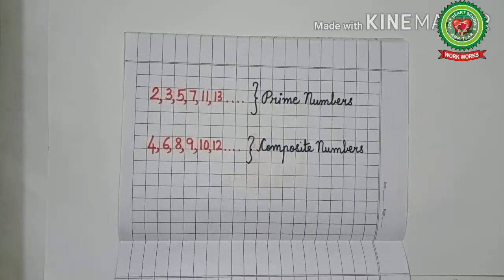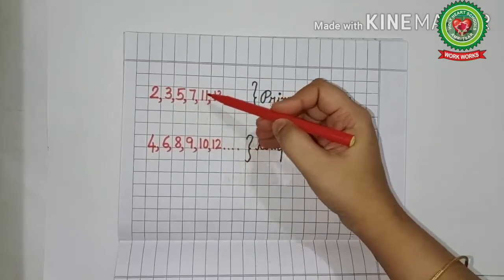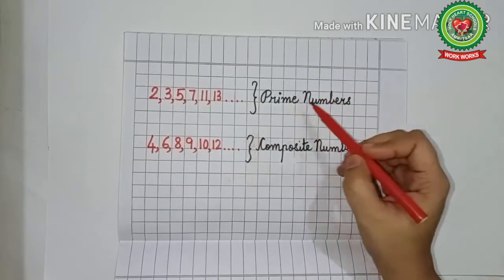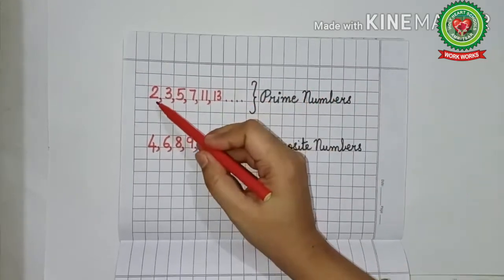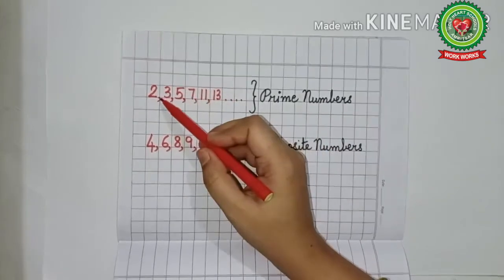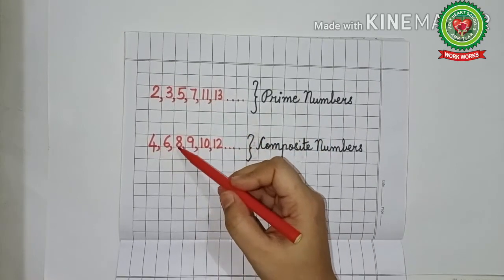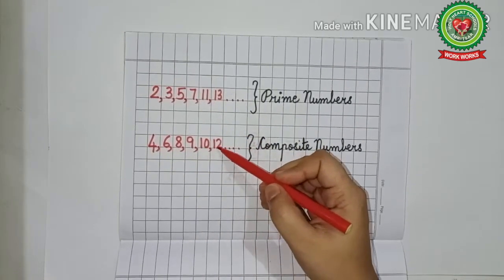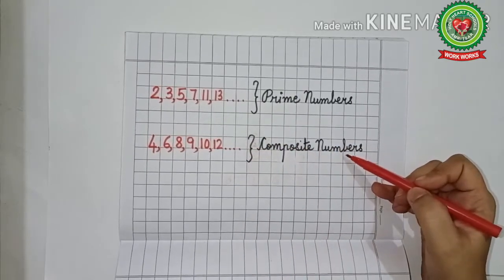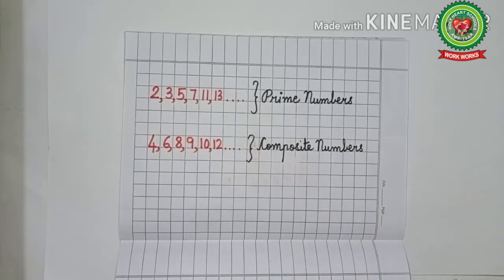So kids, numbers like 2, 3, 5, 7, 11, 13 and so on are all prime numbers. You will see that all these numbers have only 2 factors, that is 1 and the number itself. And 4, 6, 8, 9, 10, 12 and so on are all composite numbers. You will see that all these numbers have more than 2 factors.